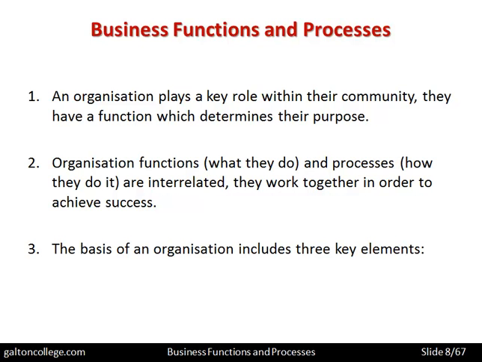The basis of an organization includes three key elements: people, structure, and objectives. Well, clearly we need people. People must be there, otherwise nothing will happen. The machines will not run themselves. The processes in the office will not conduct themselves. They need people. They need to be enacted.